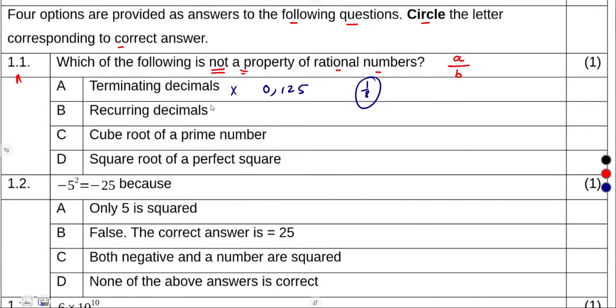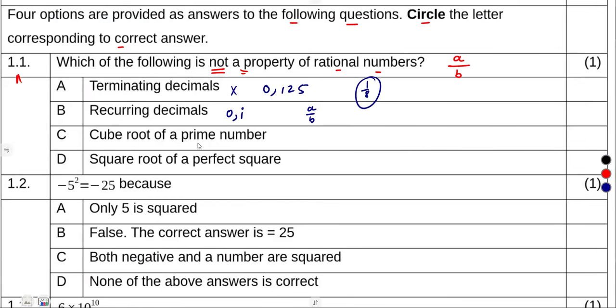Recurring decimals. Recurring decimals are those such as 0,11111, and so on. Those are also rational. They can be expressed in the form of A over B.